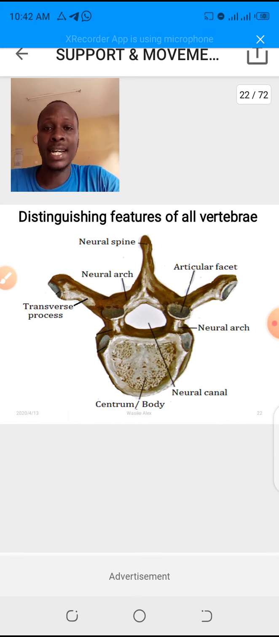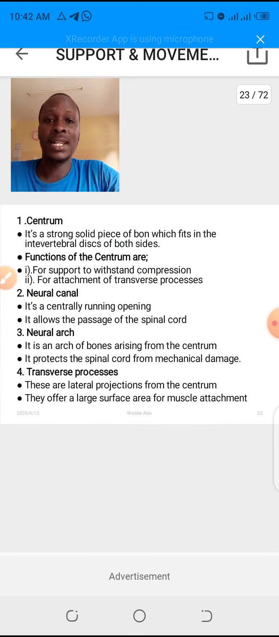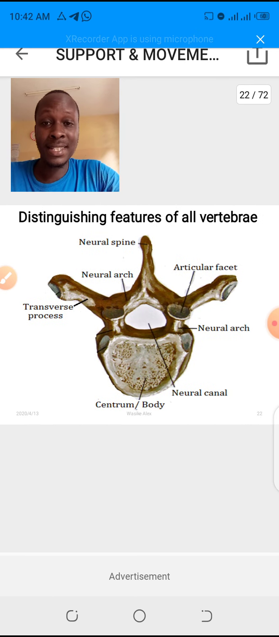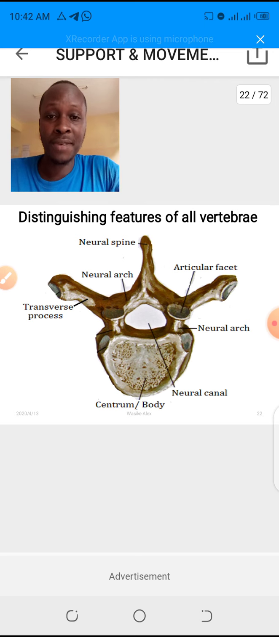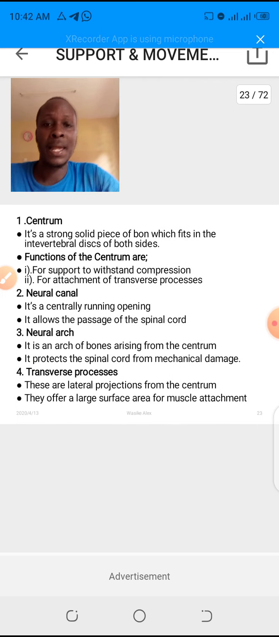We looked at the features of all vertebrae. We said a vertebra is made up of the transverse process. It is made up of the centrum, the neural spine, the neural arch, the neural canal. Good. Then we also have the zygapophysis, where we have the one which is up, which is known as the pre-zygapophysis, and below it we have the post-zygapophysis.